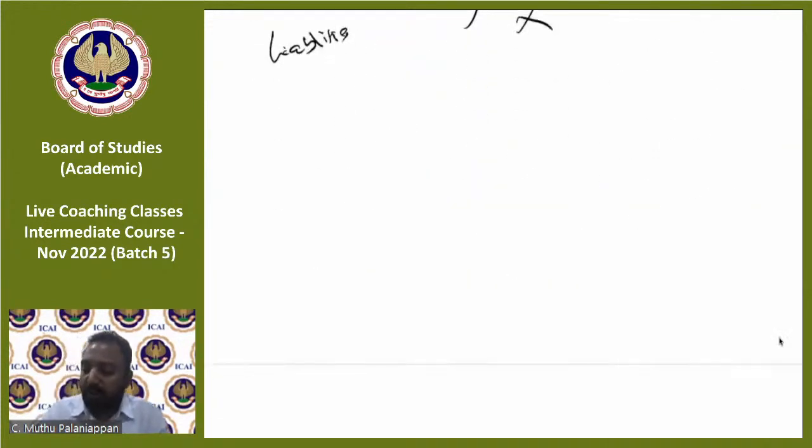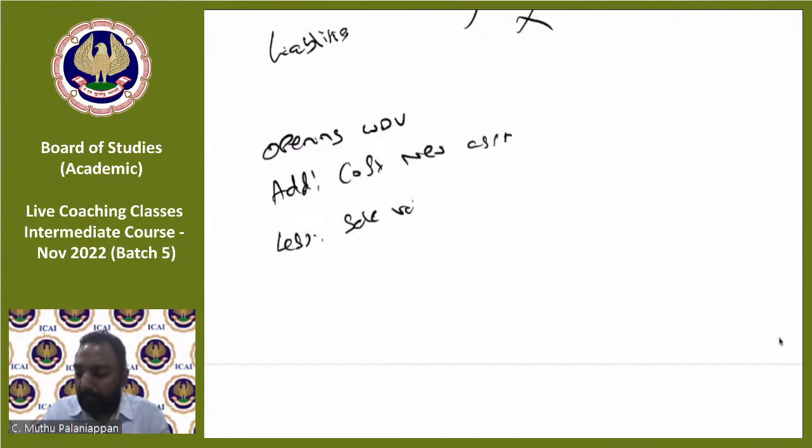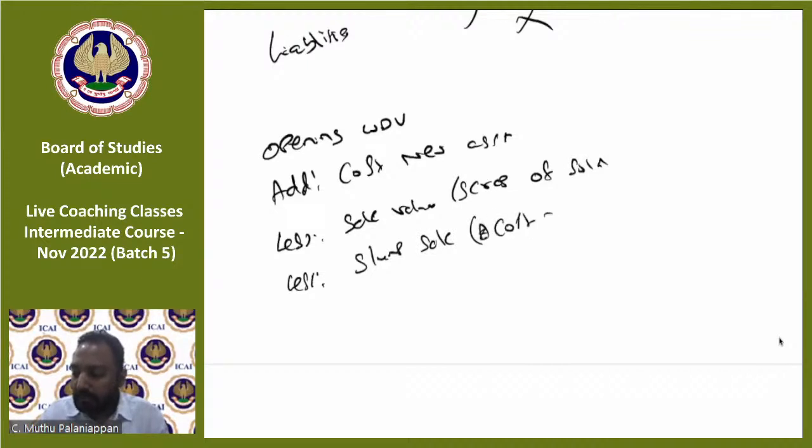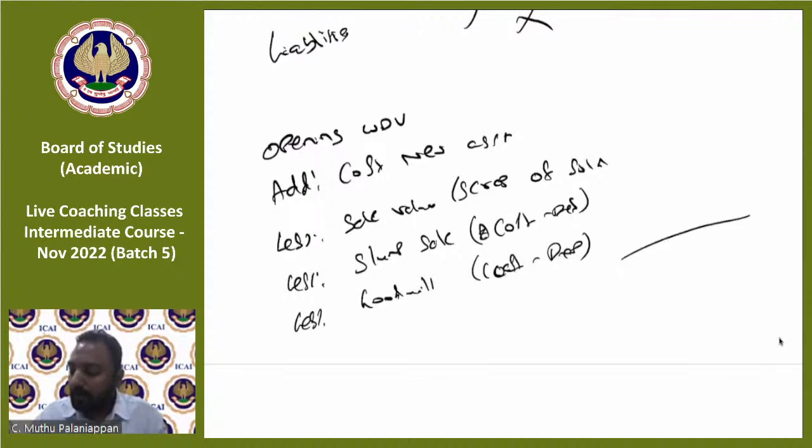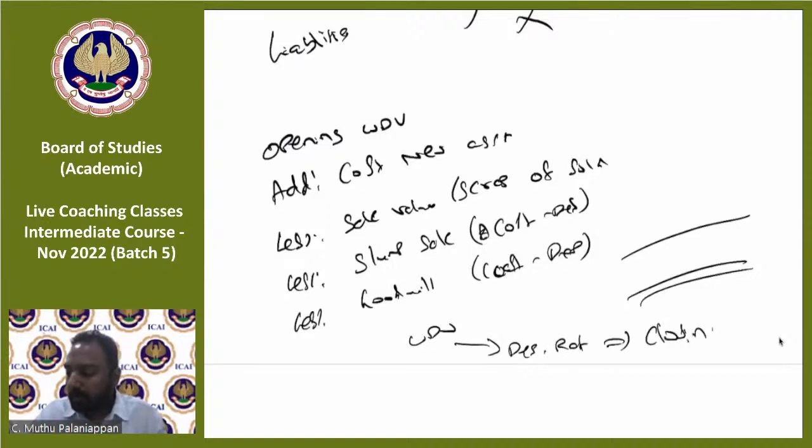So again, let me repeat. In short, what should you do? You take opening WDV, add cost of new asset, then less sale value or scrap value of sold asset, then less slump sale, that is cost minus depreciation of that particular asset, then less goodwill, again cost minus depreciation. So this will be your WDV. On this, you apply the depreciation rate to get closing WDV. So this is how you need to work out WDV. This is all about your WDV. Of course, when you're solving problems, we'll understand this a little better.